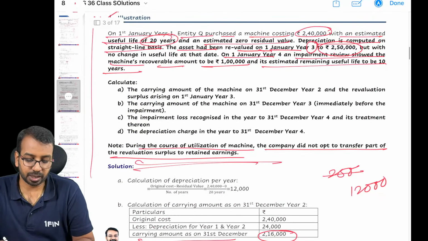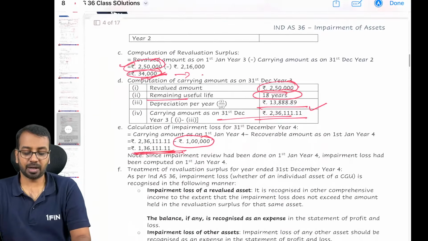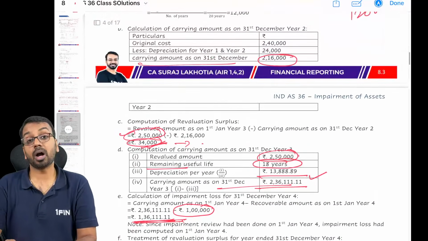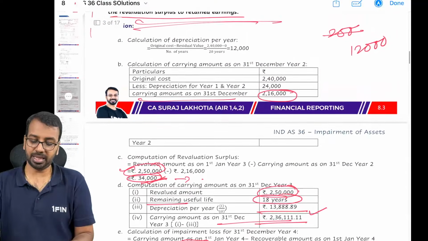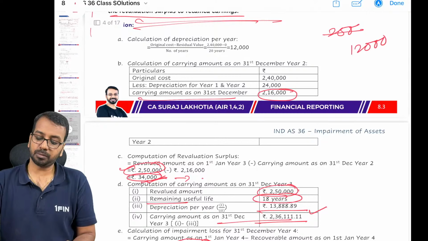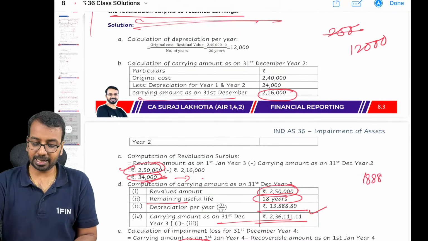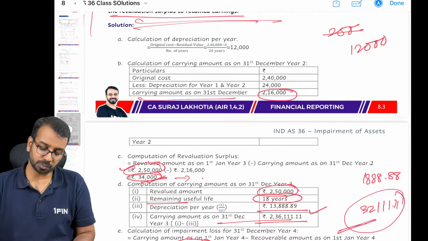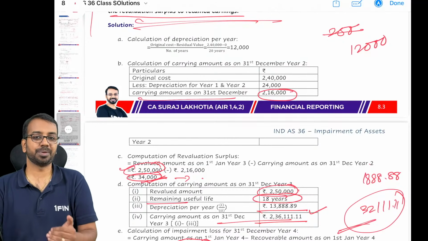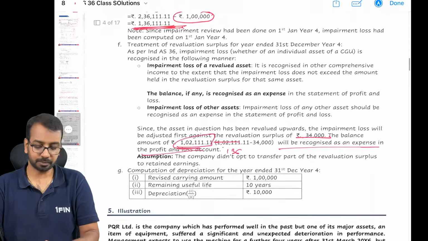They have not transferred anything to the retained earnings, so the entire revaluation surplus can be used. Sir, what if they had transferred? Then 34,000 divided by 18, you transfer 1,888.88, and the amount that is left is 32,111.11. So in that case, only this much can be used. The balance has to be debited to P&L. All right.